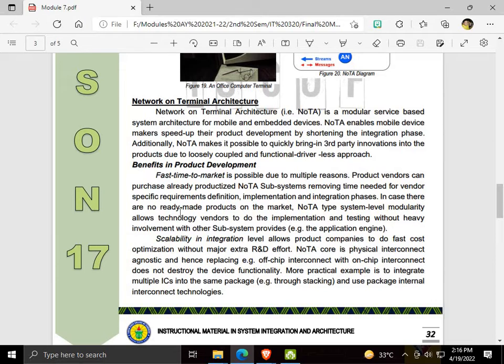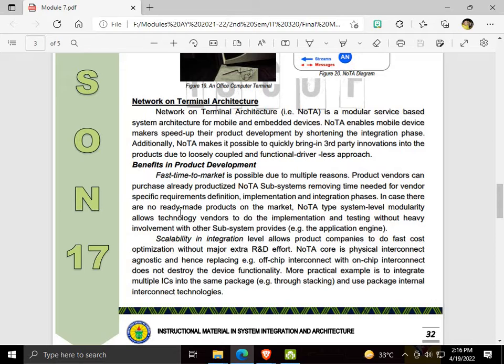So who are these vendors? These vendors are your Samsung, your Realme, your OnePlus. Those are the vendors, no? Specifically, your vendors require definition, implementation, and integration phases.